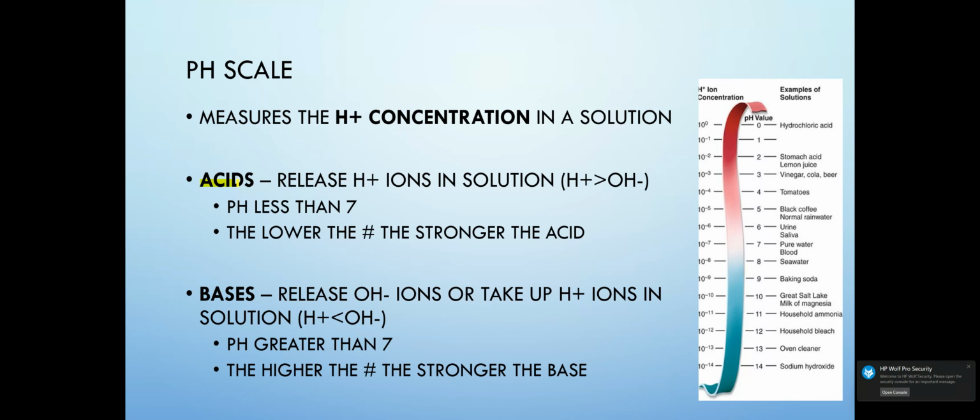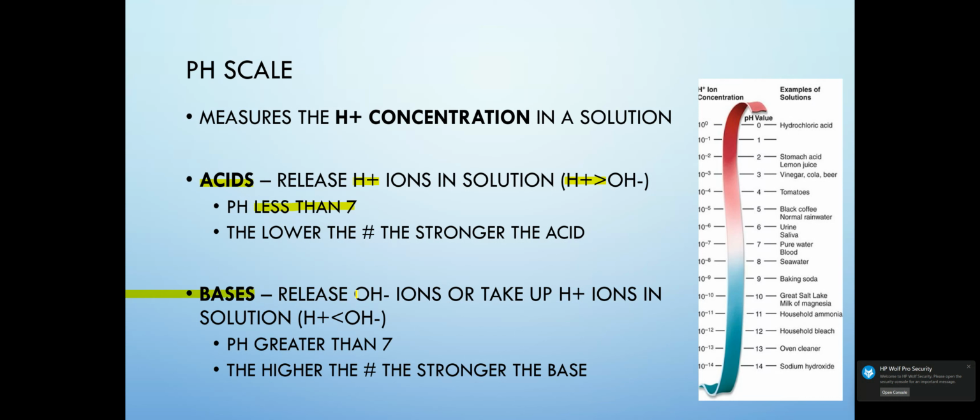And so acids are the substances that release the hydrogen ions. And so they're going to have a greater hydrogen ion concentration than a hydroxide ion concentration. And on the pH scale, these measure less than 7. So anything less than 7 would be considered an acid. And the further away you get from 7, the more hydrogen ions there are, and the stronger that acid will be.